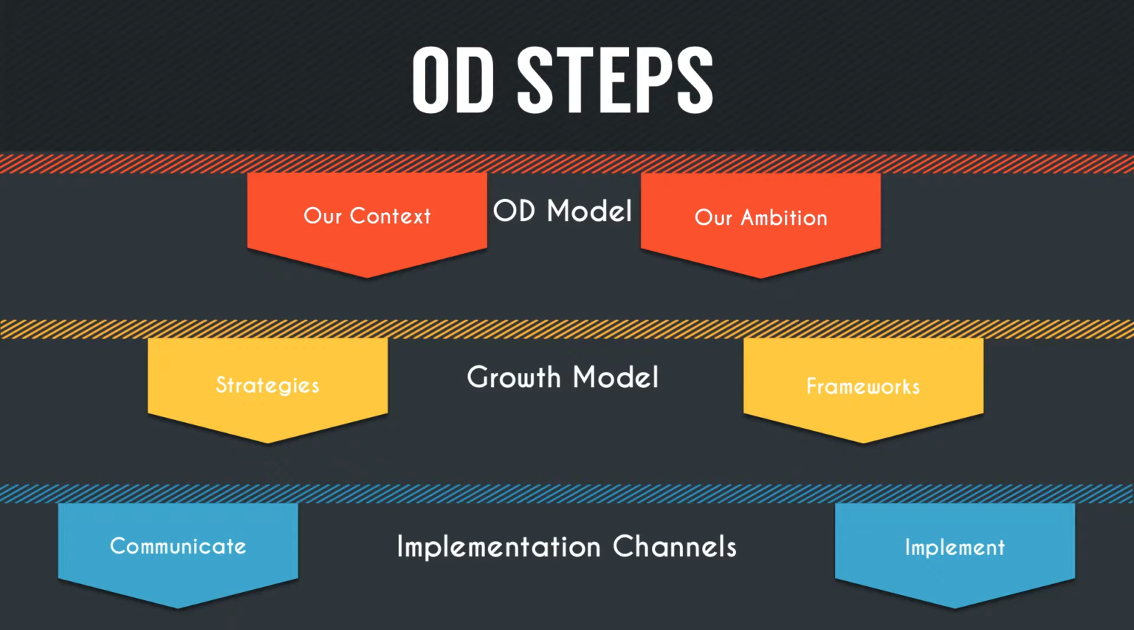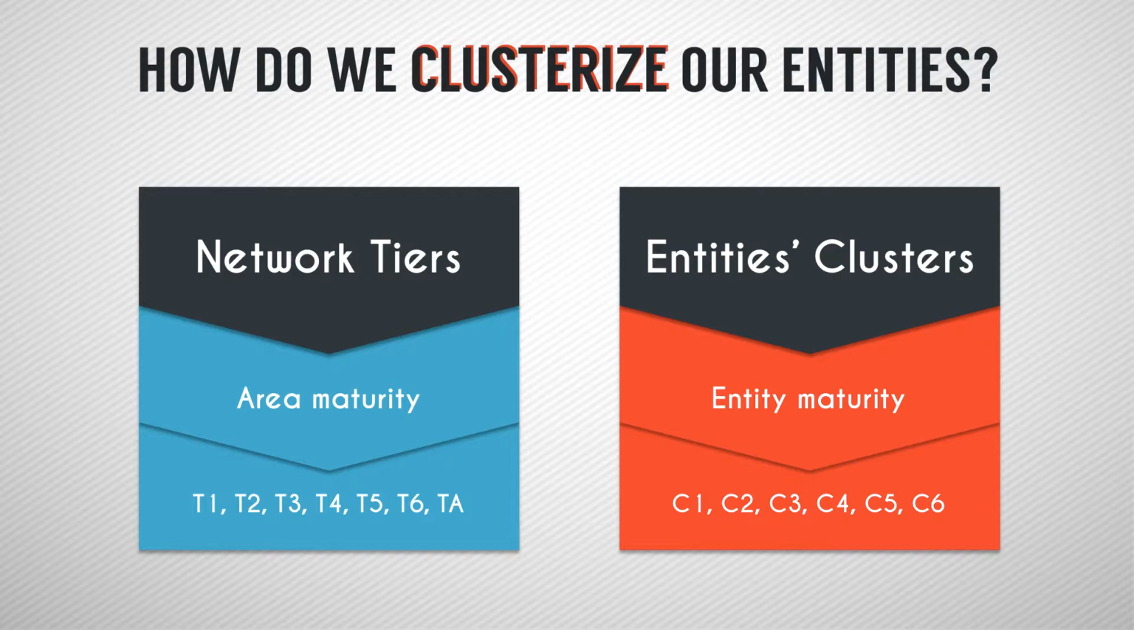So for the OD model itself, we used to clusterize our entities, and then it was building our growth model. So how do we do that? We had network tiers that were telling us the maturity of that area, the area maturity, and we have a tier 1 until 6, and there was a tier attention. What was this tier attention? Was the tier that did less than the minimum that we believed was required for that operation. I'll show you later. And then we have the entities clusters, which were telling us the entity maturity.